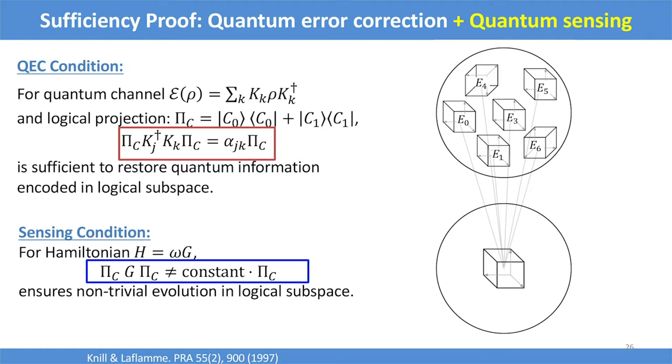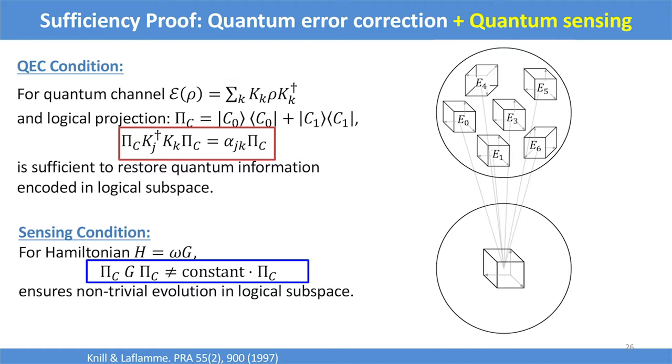Here we need two tasks. One is to do error correction. The other is to do metrology. For error correction, I think most of the audience here is familiar with the error correction criterion, the Knill-Laflamme condition. If you have these error operators, then you need to make sure that the error operator dagger times error operator, projected to the code space, is proportional to the projection to the code space.